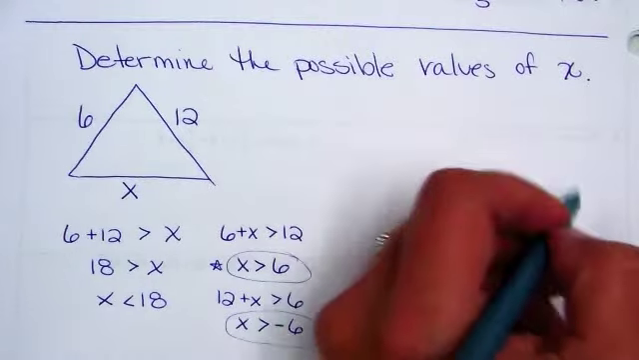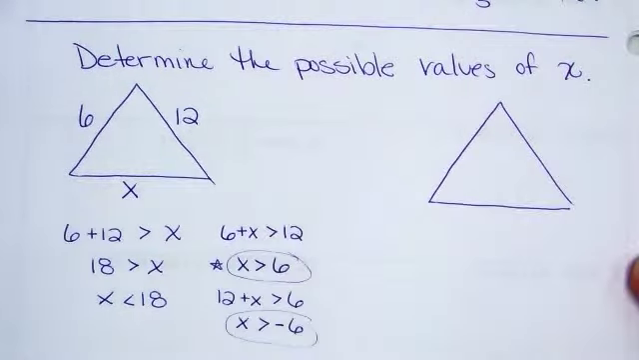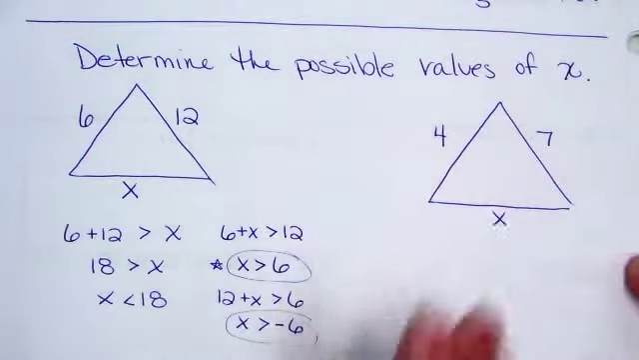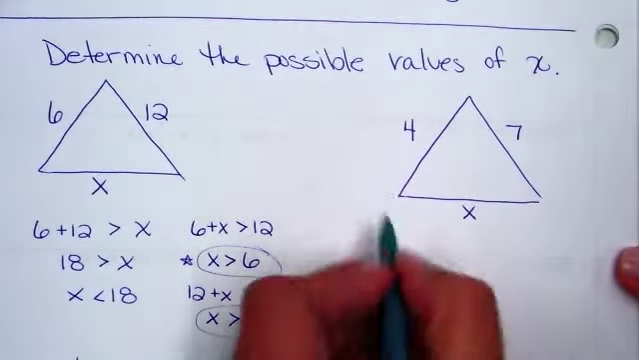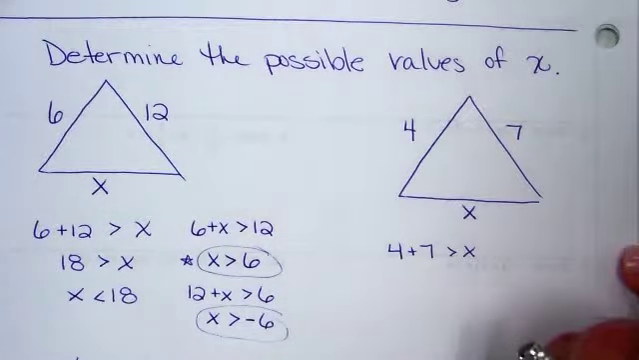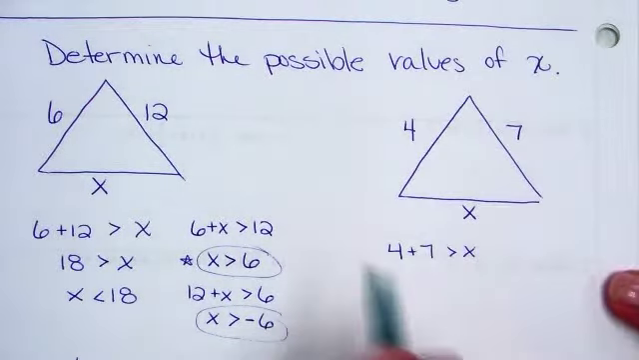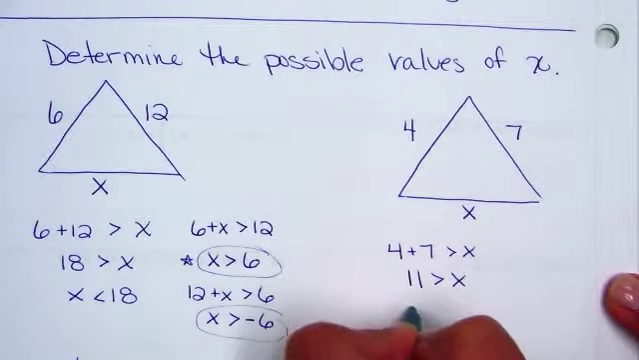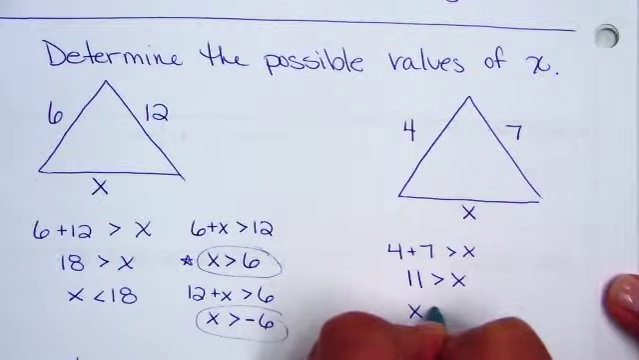One more example of this. If my sides were 4, 7, and x, I know that 4 plus 7 has to be bigger than x. The sum of two sides has to be bigger than the third. So 11 is bigger than x. Or if you prefer, x has to be less than 11.